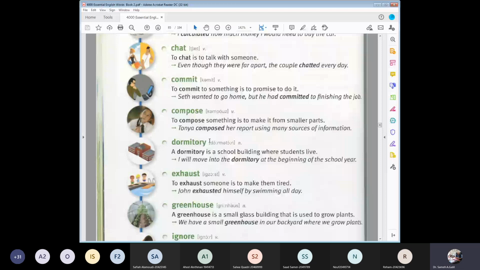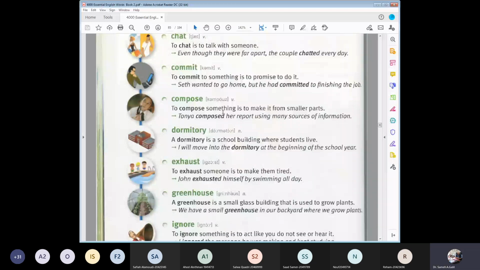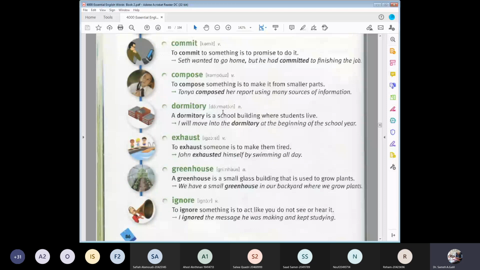And then you have the word compose, and we use it in music and we also use it in writing. Compose is to produce something, is to make something. When I ask you to compose a piece of writing, it means that I ask you to put paragraphs together so that you can have an essay or a paragraph. So to compose something is to make it from smaller parts.